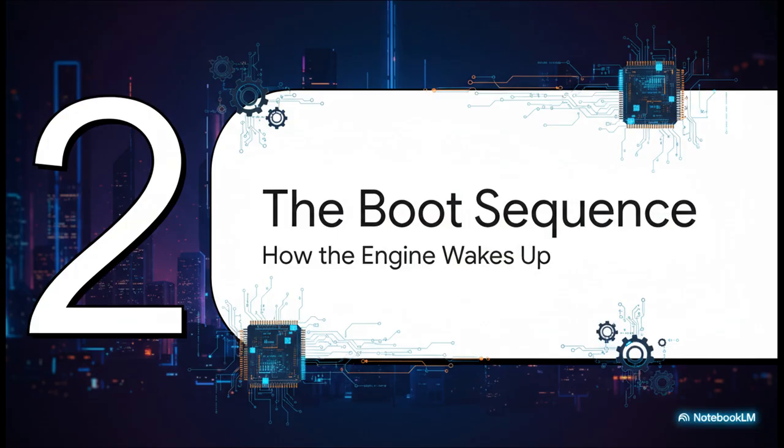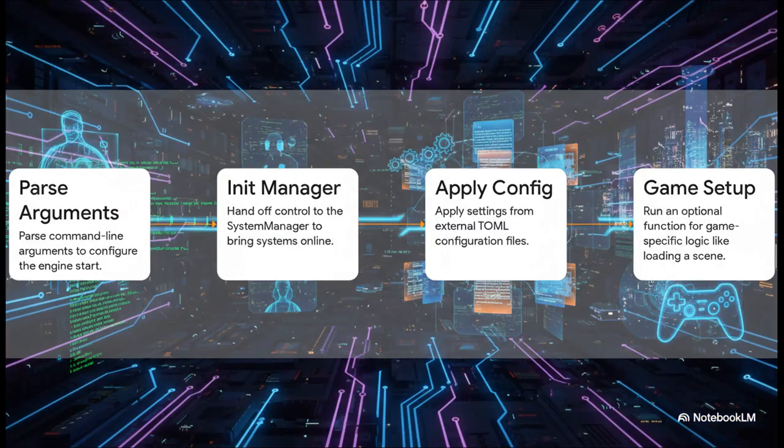So what actually happens when we call that initialize method? Well, that kicks off the boot sequence. And you'll see it's completely deterministic. It's designed to enforce dependencies from the very first line of code. The engine follows these exact steps every single time. No exceptions. First, it parses any command line arguments. Then, boom, it immediately hands off control to the system manager to get all the systems online in the right order. After that, it applies settings from external config files, in this case, TOML files. And finally, it can run an optional setup function for any game-specific logic, like loading the first level.